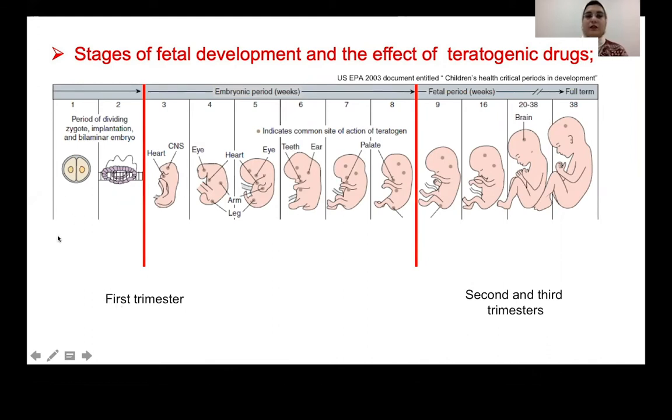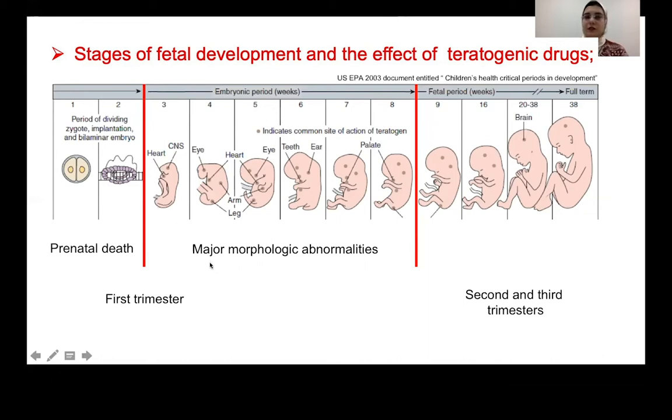First, in the first 2 weeks, prenatal death could happen. It means death of the fertilized ova. The mother loses her fertilized ova. What happens from week 2 to 8? Major morphologic abnormalities could occur.